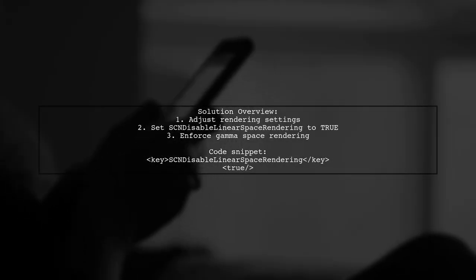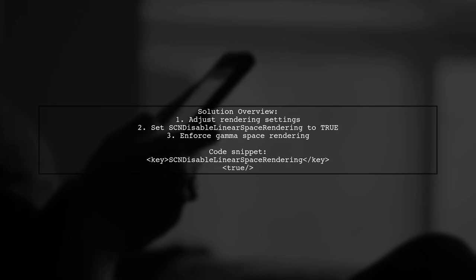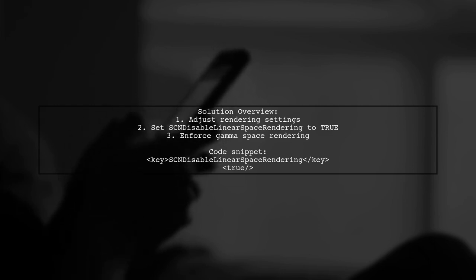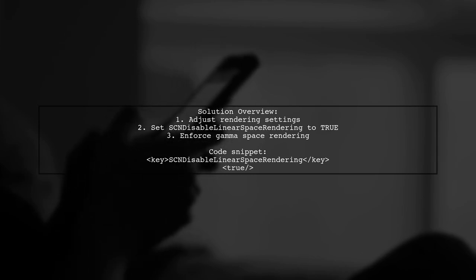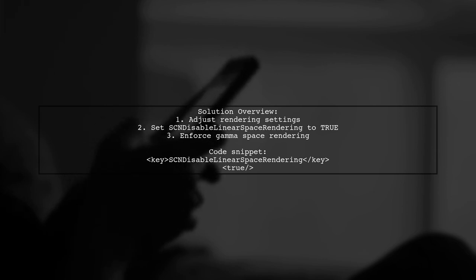To address the issue of the metal shader gradient appearing lighter in SceneKit than in MTK view, the solution involves adjusting the rendering settings. By setting SCN Disable Linear Space Rendering to True in the application's plist, you can enforce gamma space rendering across the application.